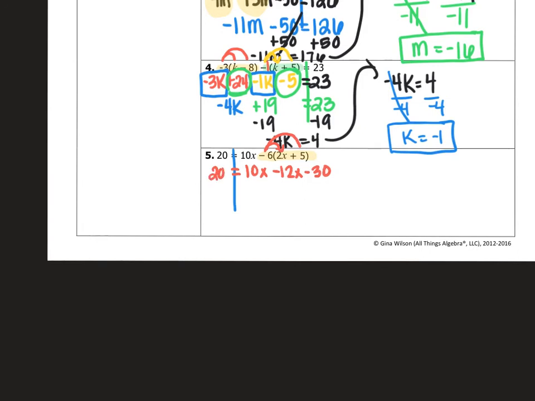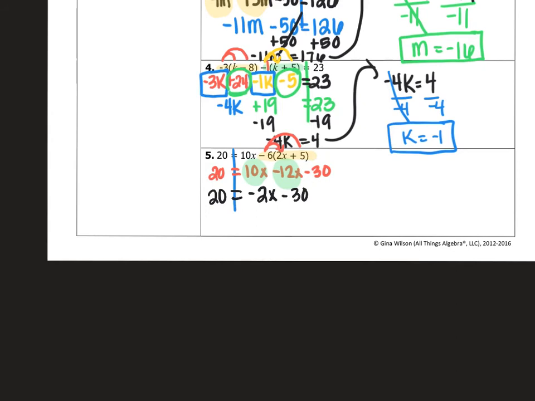Step 2 is I need to combine like terms. This 10x can combine with this negative 12x because they both have an x on them. 10x minus 12x is negative 2x. And then I didn't touch the 30, so bring down the negative 30, the equal sign, and 20. I do not have any more like terms on the right side of the equal sign or any like terms on the left side of the equal sign. So now I need to solve.